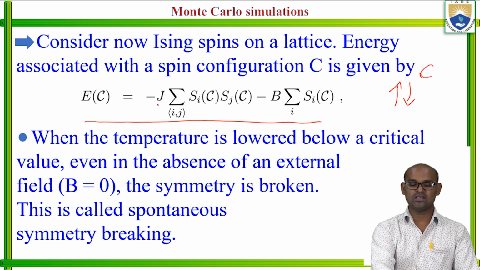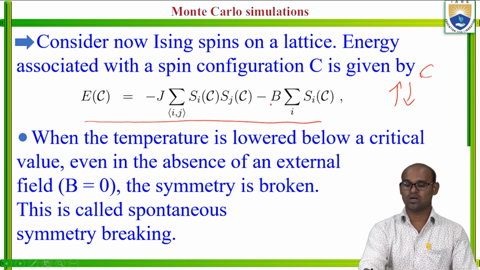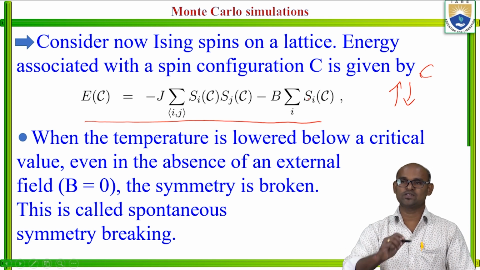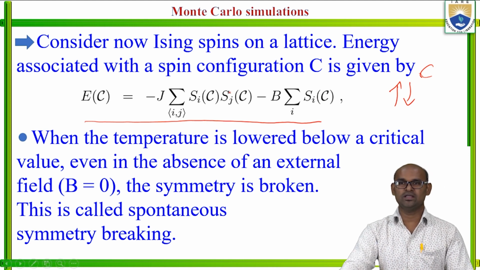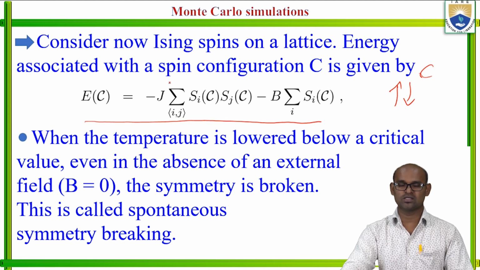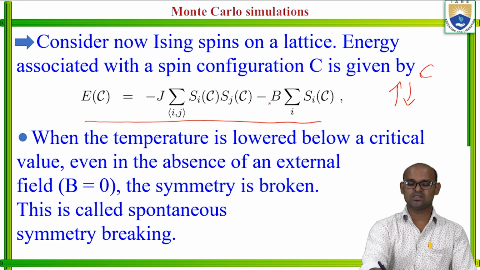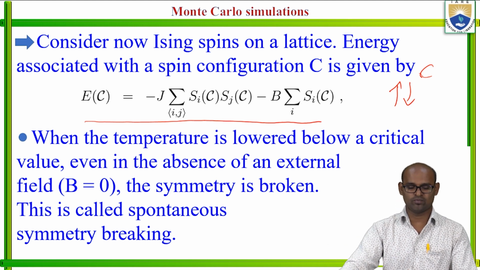Okay, so that is minus J sum over ij, ij are nearest neighbors, Si of C, Sj of C. C is the configuration which we are going to take. Minus B, B is the magnetic field, and sum over i, Si of C. So Si is nothing but the spin present on site i. Sj is the spin present on site j. And we are going to take J positive because we are going to consider ferromagnetic interaction, and B is the magnetic field applied, external magnetic field. That value we can take different values.